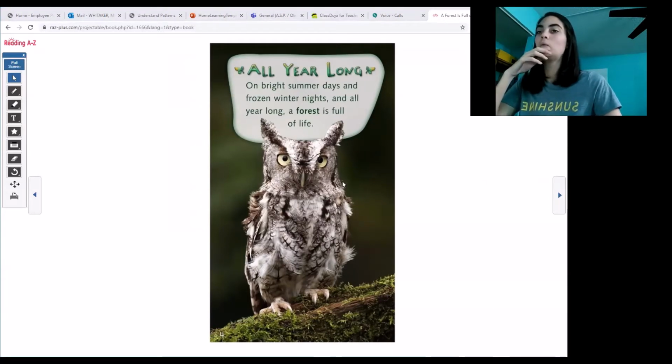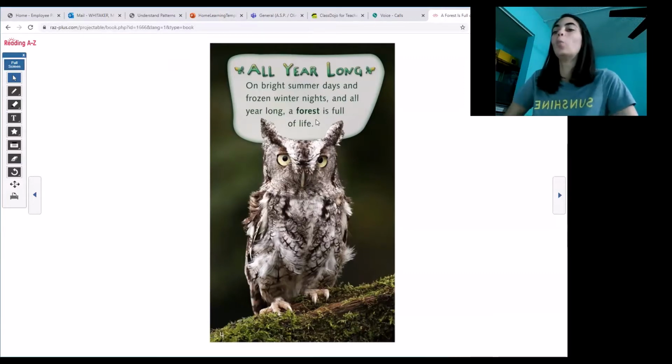Here we have an owl all year long. So that's our subheading. That is going to tell me about this page. On bright summer days and frozen winter nights, and all year long, a forest is full of life. What do you think the author is talking about when she says the forest is full of life? Make a list in the space above some of the life you think is in the forest.